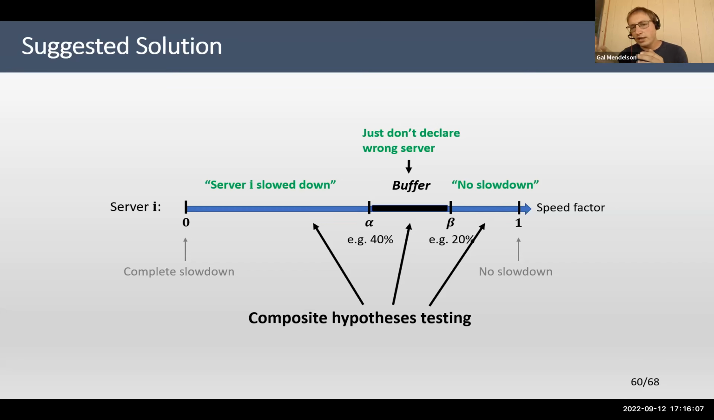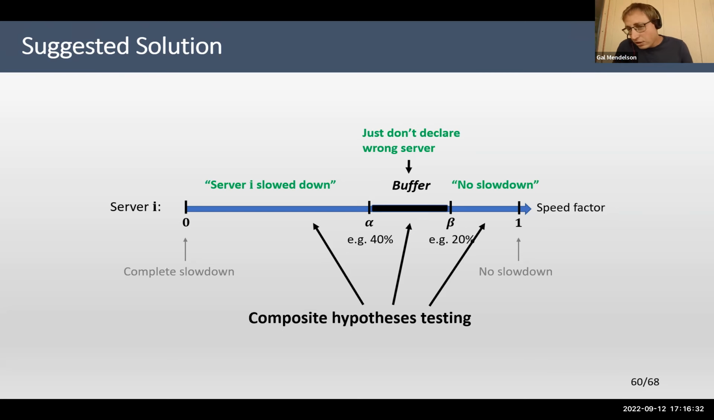The right area between this beta, which I'll discuss in a minute, and 1 is an area which says here, just say no slowdown. I don't want to detect anything here. It doesn't really matter. 10%, I don't care. I care about 40% or more, okay? Because you have to balance the error probabilities of these tests. And if you don't do this, you will just get a bad error.